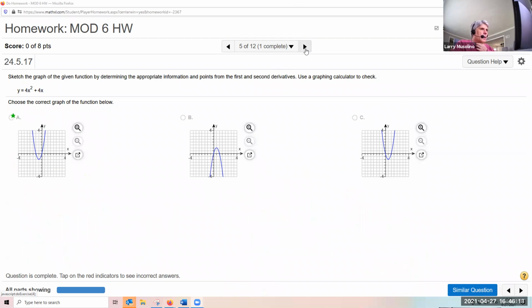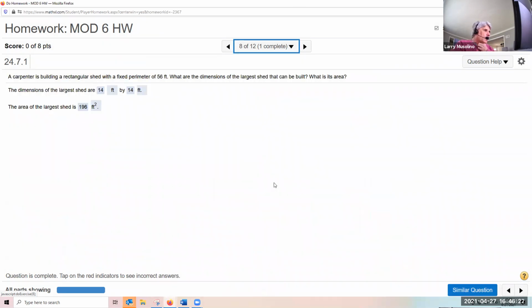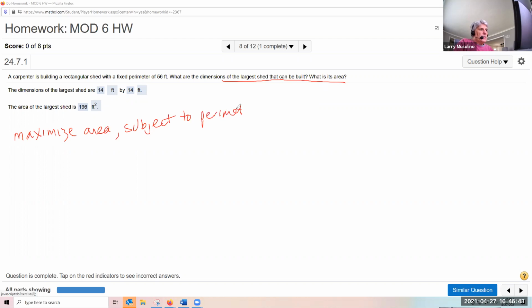All right, let's do a couple more. Let's take a look at this one. This one is asking us to find the dimensions of the largest shed that can be built. What's its area? All right, so what they're asking us to do here is maximize area, subject to a perimeter of 56 feet.